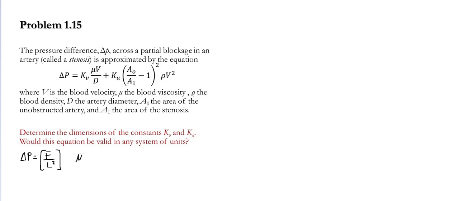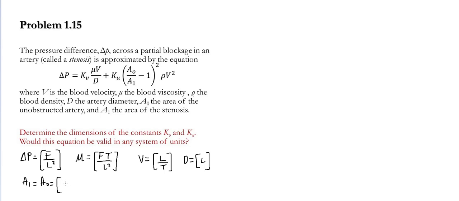We're going to continue with mu. Mu is given as force times time over length squared. We have velocity. Velocity is distance over time, so it's length over time. Diameter is equal to length. Both of the areas have the same dimensions, so I'm just going to write A1 and A naught together. Not that they are the same, but they have the same dimension. And lastly, we have density. Density in the FTL system is equal to force times time squared divided by length to the fourth.